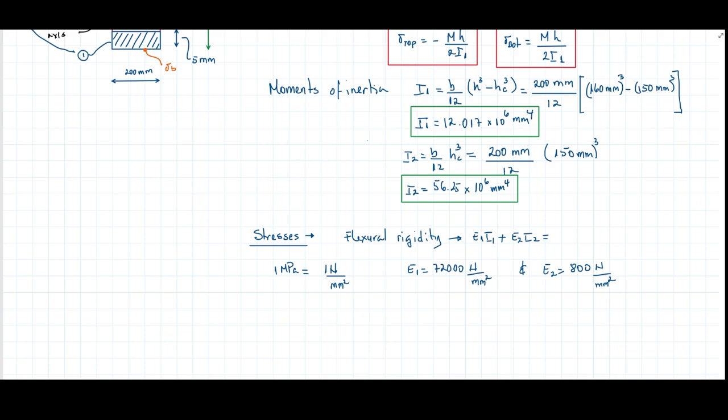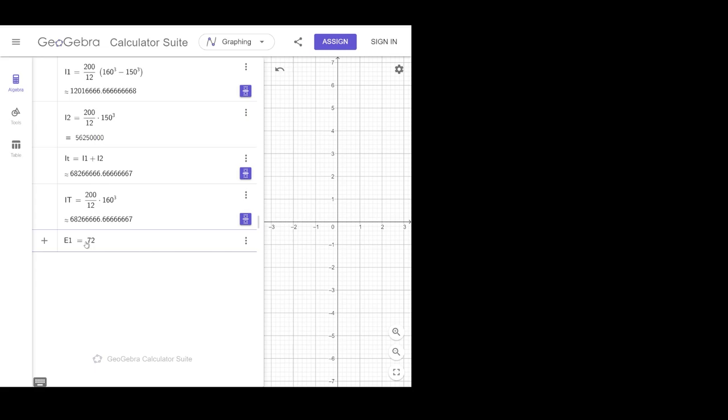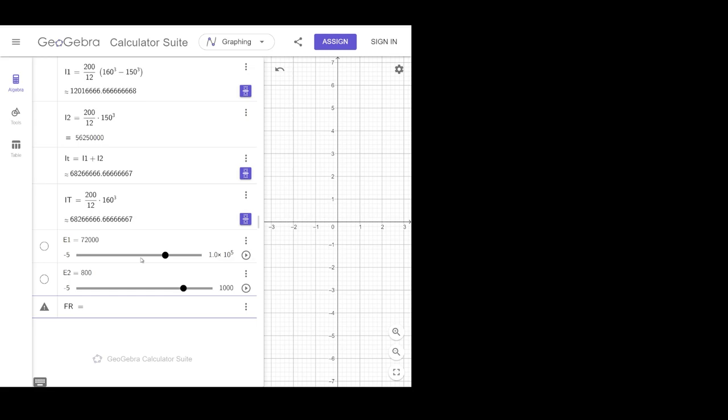So we have that E1 equals 72,000 and E2 800. That's why I like those programs. There's a library in Python, for example, that you could handle all these units automatically for you. It would be nice to use in this case. Then the flexural rigidity, FR, is going to be E1 times I1 plus E2 times I2. Wow, how much is this? Wow. Let's go back to this.